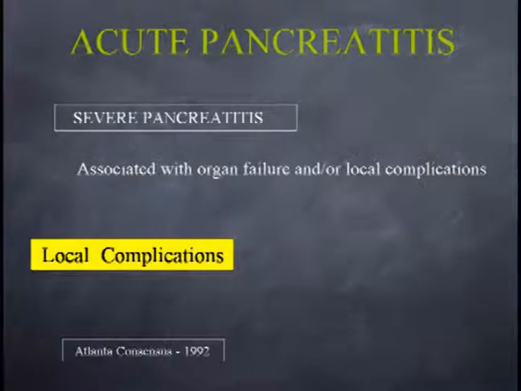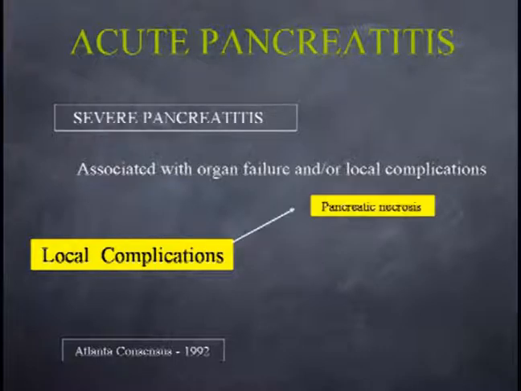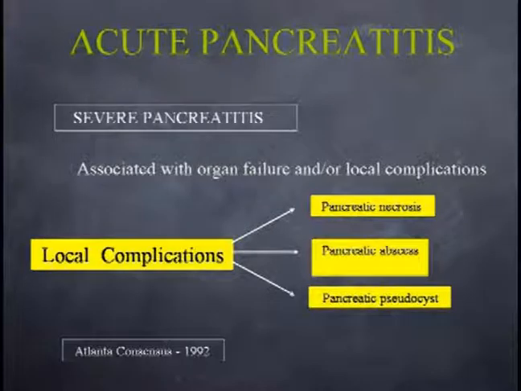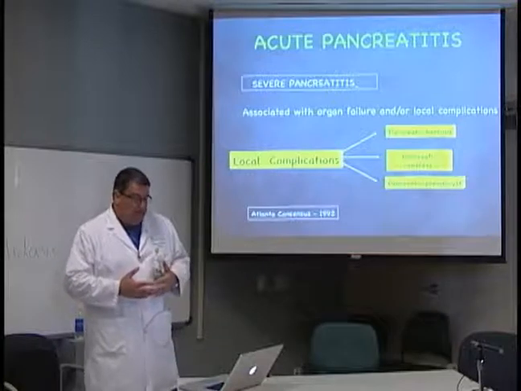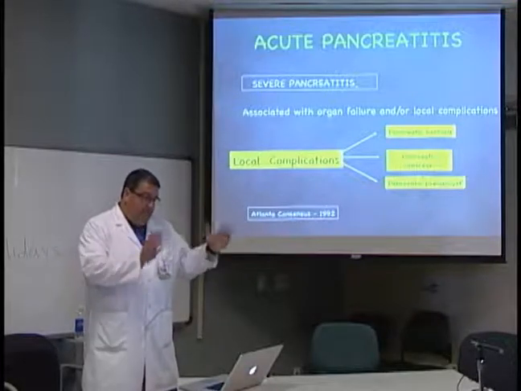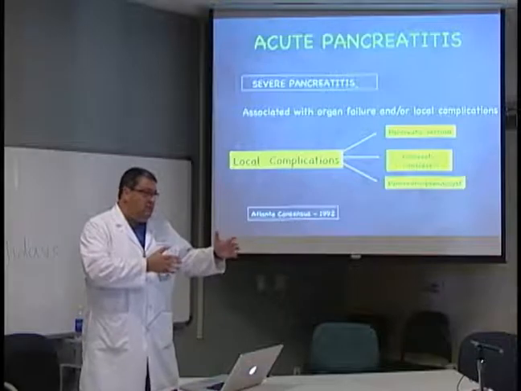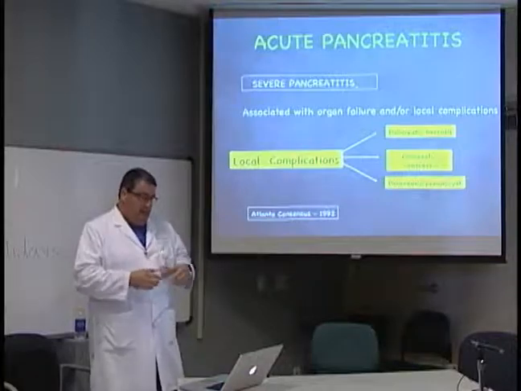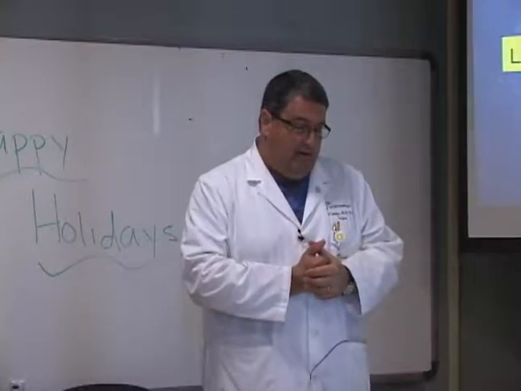In severe pancreatitis, there is associated organ failure or organ dysfunction and local complications of that disease process. In local complications, we are talking about pancreatic necrosis, maybe pancreatic abscess, or a pancreatic pseudocyst. So these are the complicated forms of the disease. So the combination of organ dysfunction or organ failure and local complications of the disease process makes the pancreatitis severe.